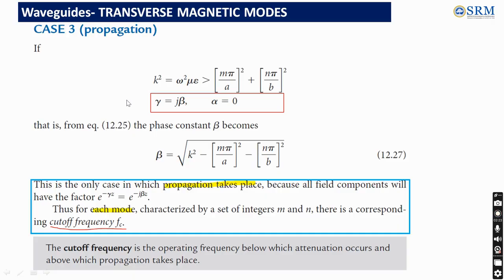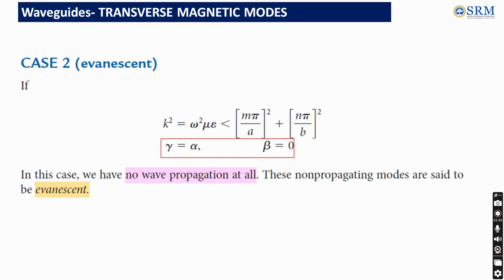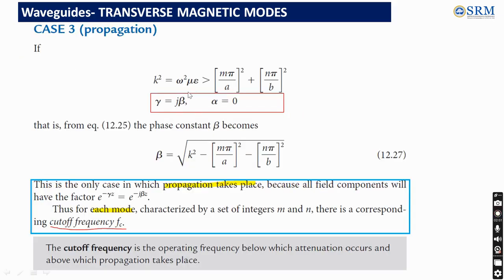Now let us see the third possibility, that k square value is greater than (m pi by a) the whole square plus (n pi by b) the whole square. If I substitute a k value larger than this, what happens? Since there is a negative term, I will get a root of a negative value. We know the square root of a negative term gives an answer in complex form. If the answer is complex, obviously there is propagation taking place, and there is no attenuation, since we are concentrating on a lossless dielectric medium inside the rectangular waveguide.